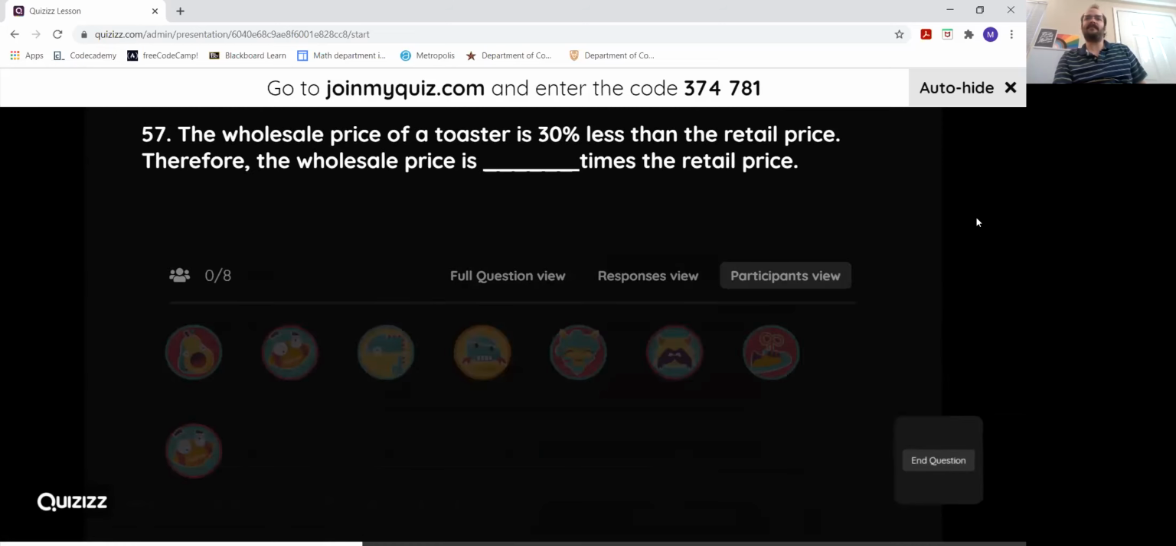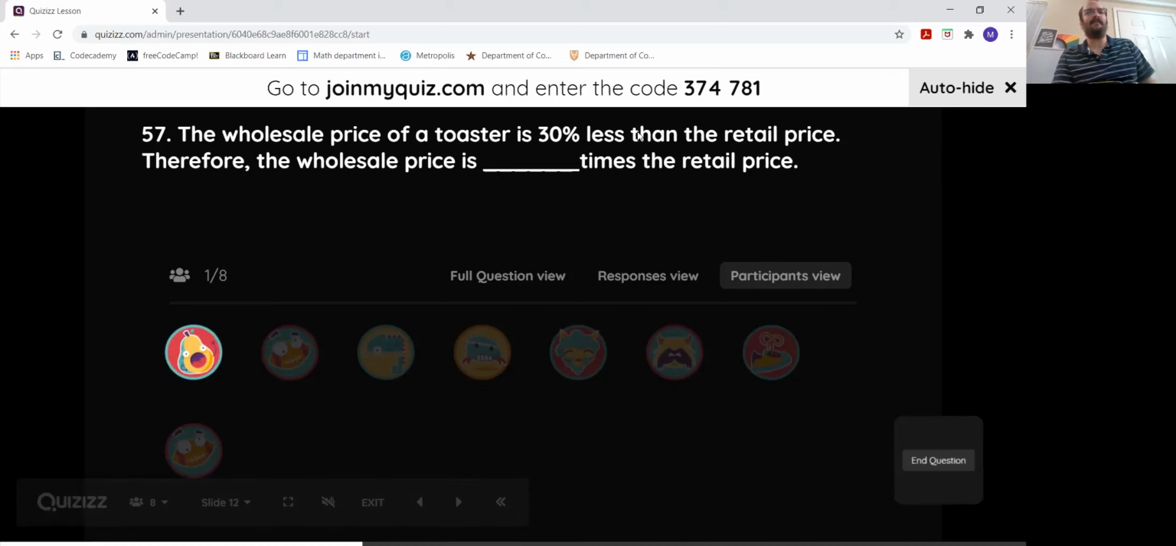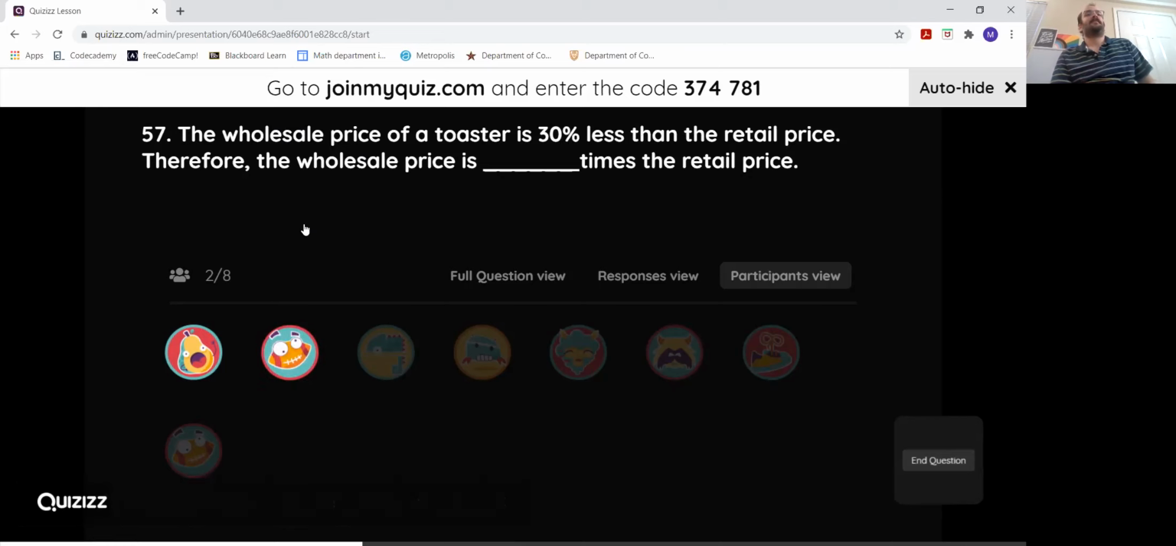The wholesale price of a toaster is 30% less than the retail price. Therefore, the wholesale price is blank times the retail price. So we just did this. If we wanted to do this with a percentage, we would take 100% minus 30 to get to 70%. So the price would be 70% of the retail price. But what would that be times? What is the number that you would multiply by?